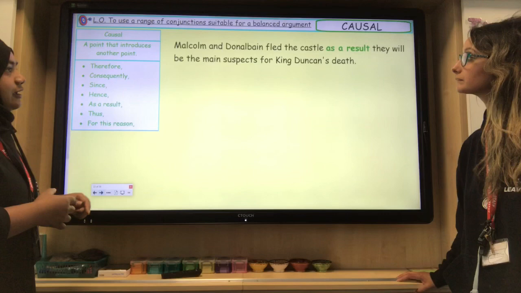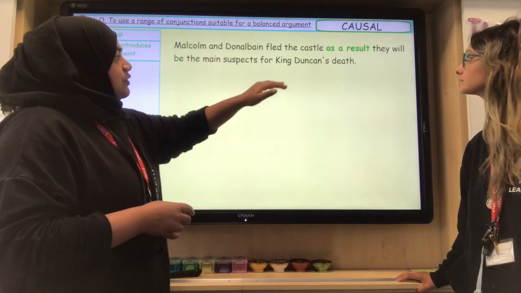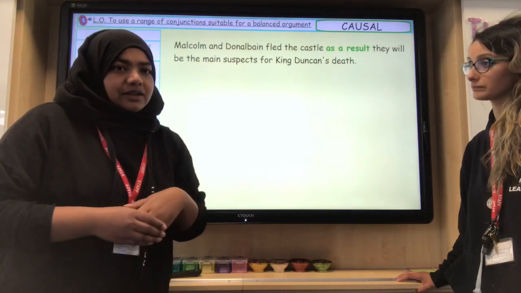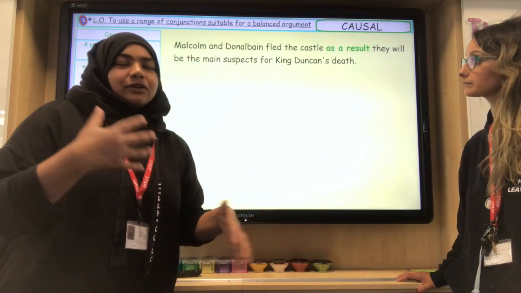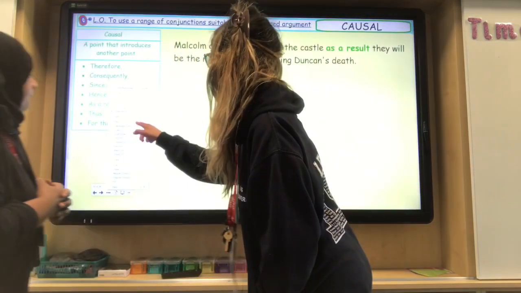And then lastly, causal. So Malcolm and Donalbain fled the castle. As a result, they will be the main suspects for King Duncan's death. So because they fled, that is going to cause them to be the main suspects for the king's death. Let's just add a D in that Donalbain.